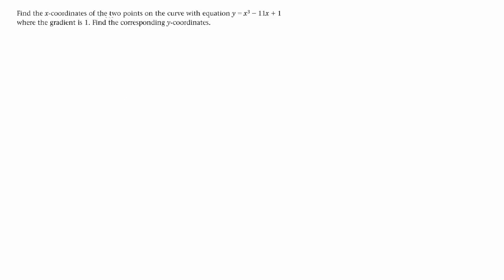Find the x-coordinates of the 2 points on the curve with equation x cubed with the gradient 1. It can happen if this is the curve, there might be 2 points where the gradients are same. So we have to find, if that gradient, suppose that is 1, so dy by dx here is 1 and dy by dx also is 1 here. So we have to find the point. We don't know what the point is.